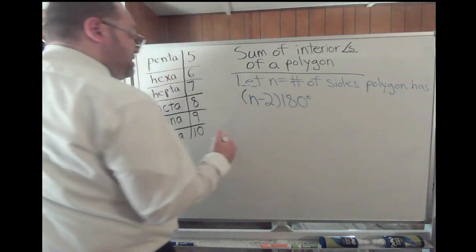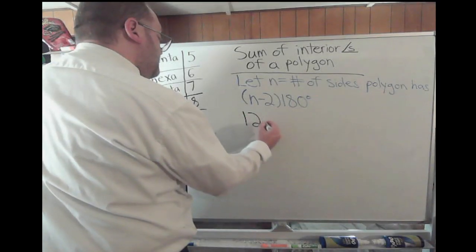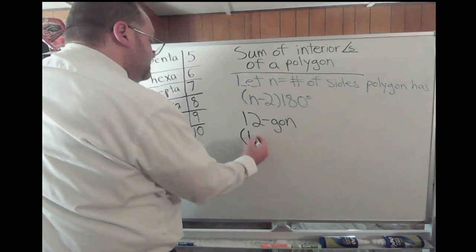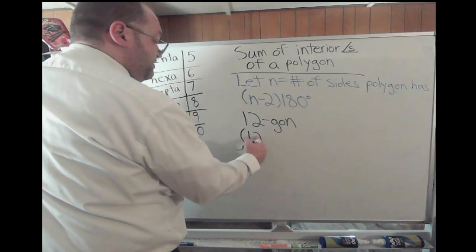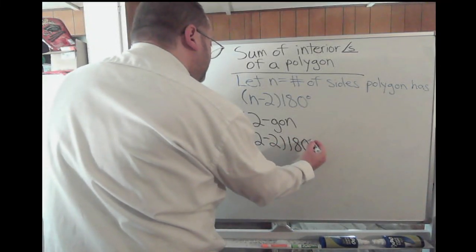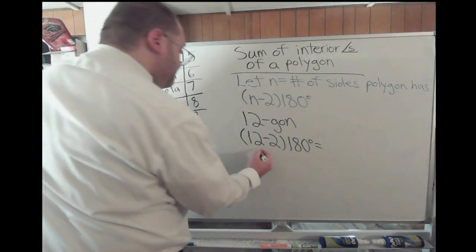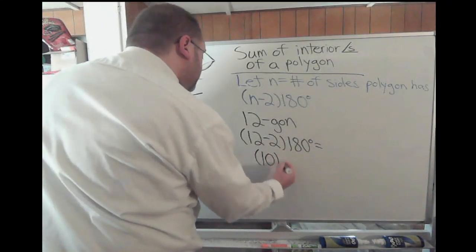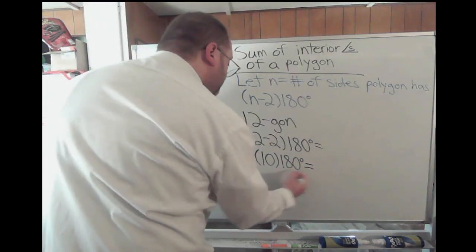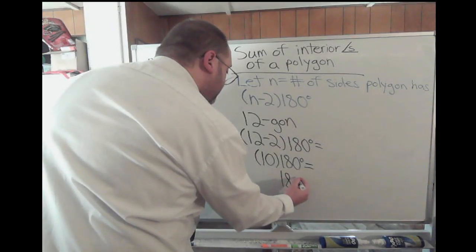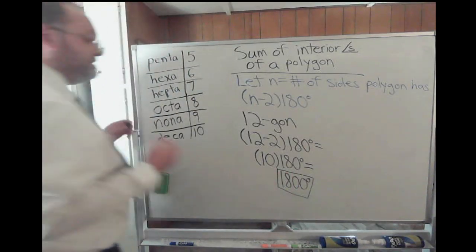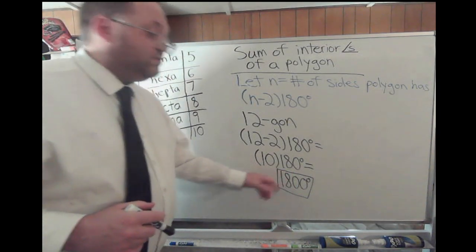Alright, what if we did a 12-gon? A 12-gon means, of course, it's got 12 sides. So we'll take 12, the number of sides, minus 2, and take that quantity times 180 degrees. Well, in the parentheses, 12 minus 2, that's 10. You'll take that 10 times 180 degrees. 10 times 180, that's going to be 1800 degrees. So the sum of the interior angles of a 12-gon is 1800 degrees.